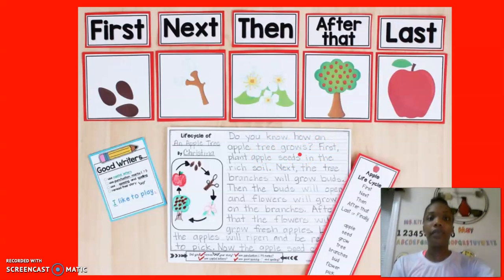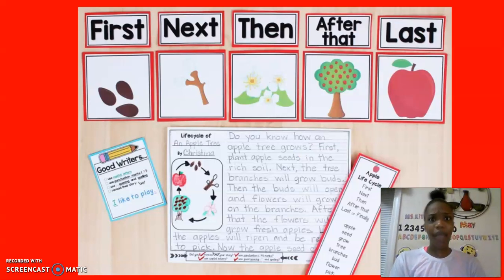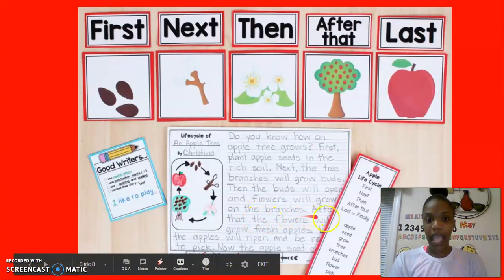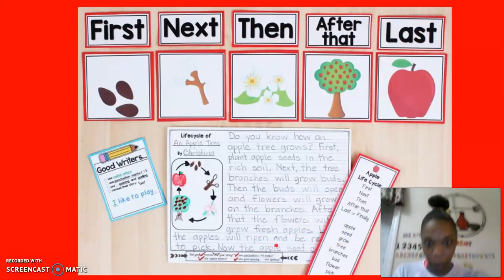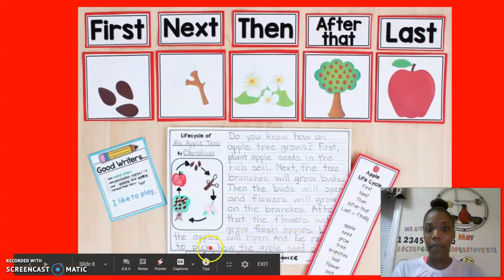Look how they hook their readers in. They ask the question, right? "Well, guess what? I'm about to show you. First, plant apple seeds in the rich soil. Next, the tree branches will grow buds. Then the buds will open and flowers will grow on the branches. After that, the flowers will grow fresh apples. Last, the apples will ripen and be ready to be picked."